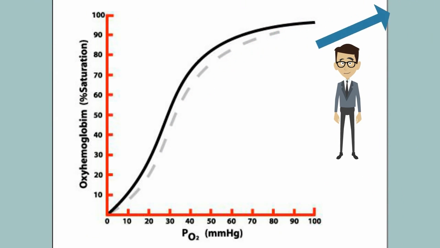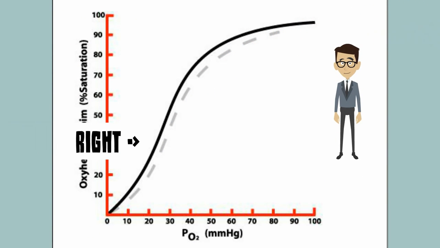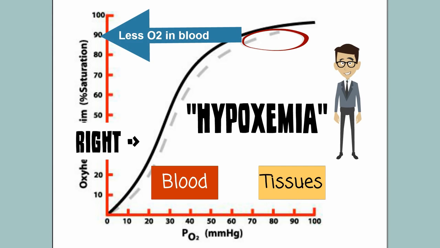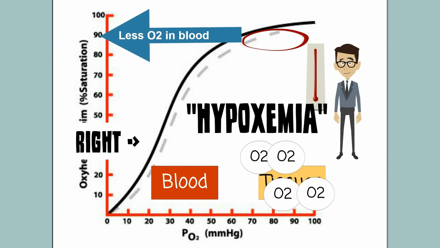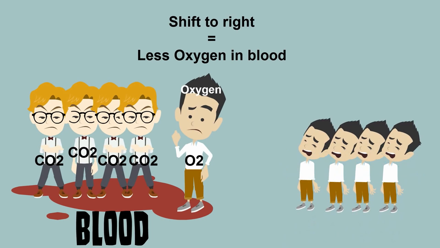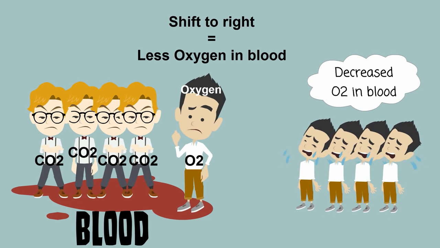So what if the graph shifts to the right? Well, if the graph shifts to the right, you will notice that less oxygen is in the blood, and we call that hypoxemia. And what can cause a shift to the right? First, if a patient has a fever, the tissues will require more oxygen. Also, if CO2 levels rise in the blood, then oxygen will be forced to go to the tissues.